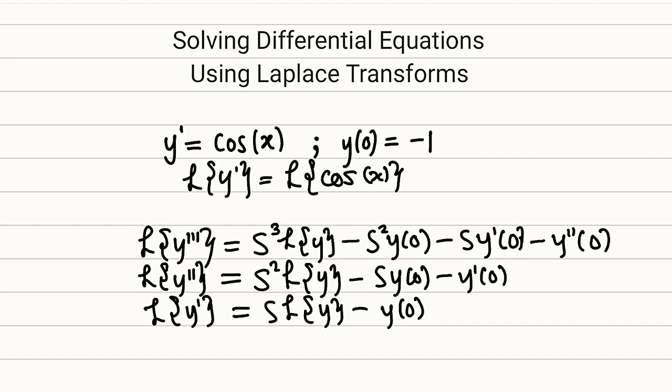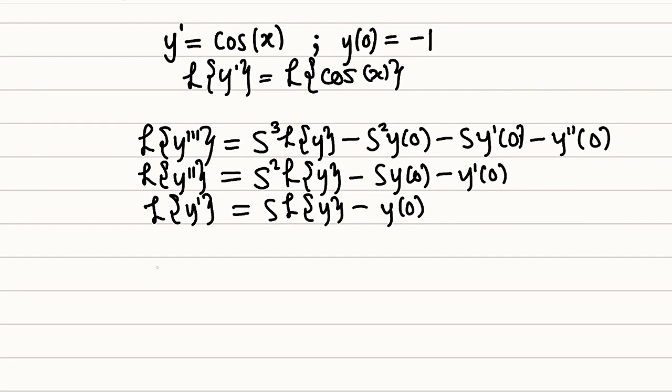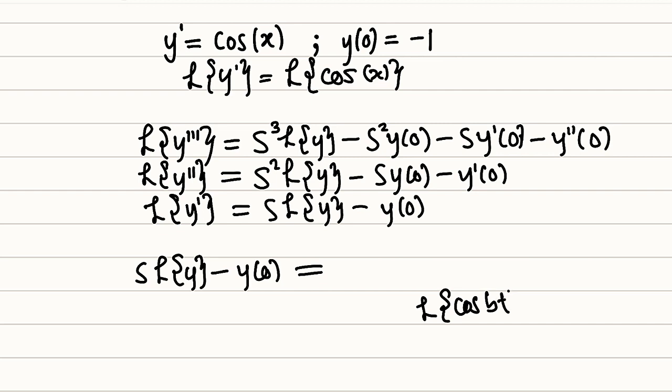So let's continue solving our problem. To the left, we have s multiplied by the Laplace transform of y minus y of 0. This is what we have to the left. So what if we want to find the Laplace transform of cosine x? Remember, in our introduction to Laplace transform, we learned that if you want to take the Laplace transform of cosine bt, this is equal to s divided by s squared plus b squared, where b is the coefficient of t.